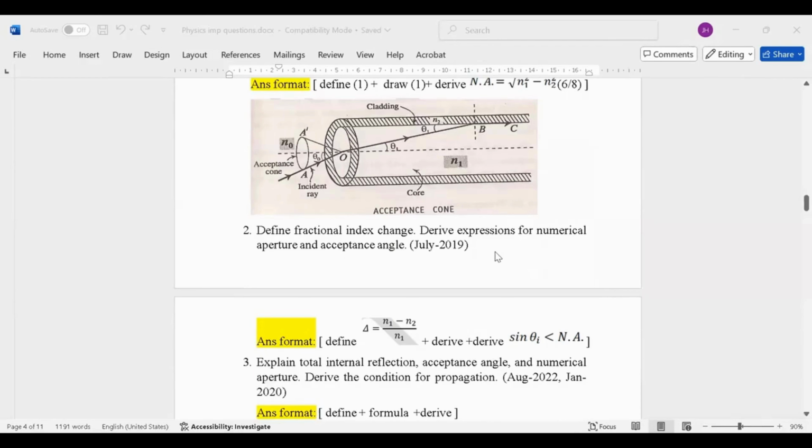Next question. Define fractional index change. Derive expression for numerical aperture and acceptance angle. Numerical aperture derivation is in the above, and acceptance angle will be sine theta i is less than NA. And define fractional index change. You have to define it. So that is nothing but delta is equal to (n1 minus n2) divided by n1.